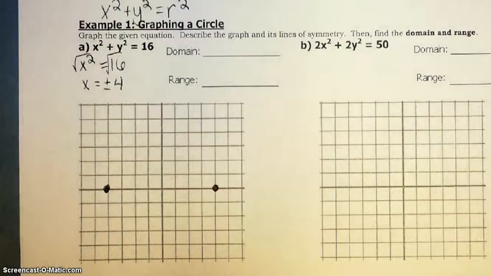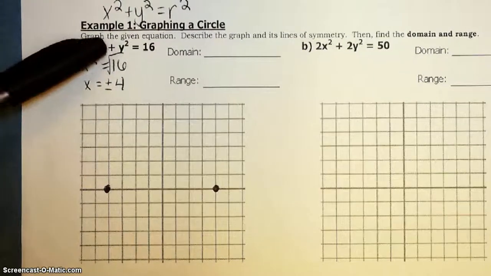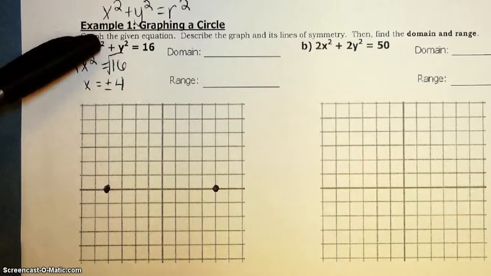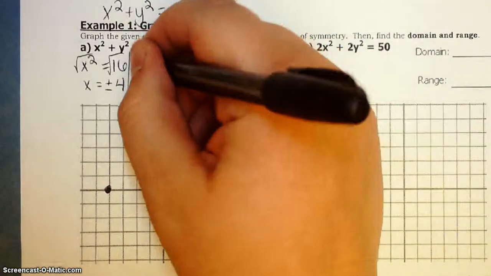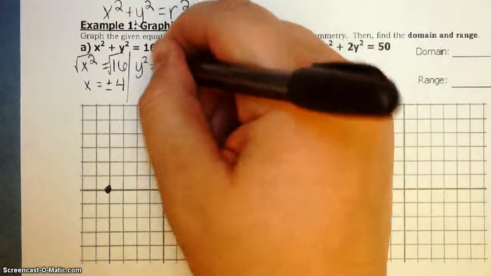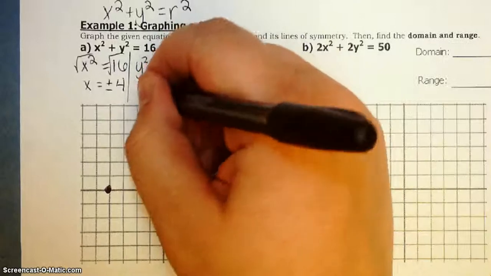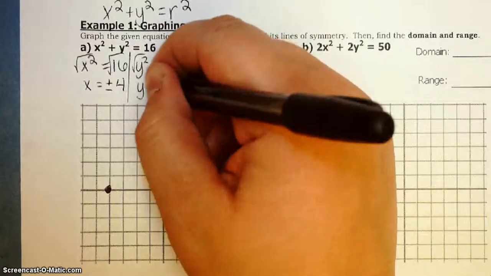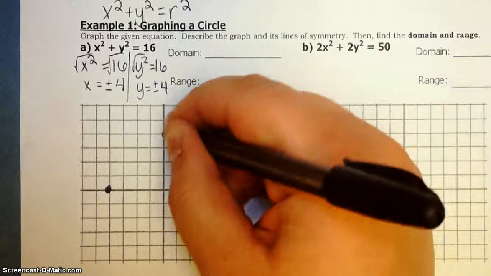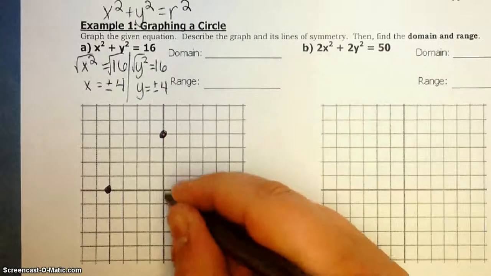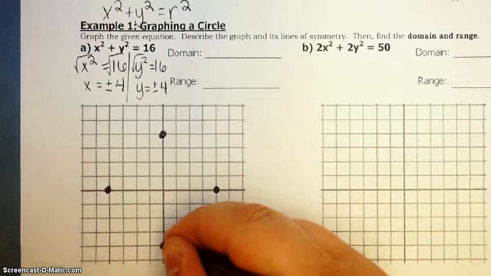And then we're going to do the same thing with the y. Same concept. If I want the y-intercept, we're going to cover up the x, which is like putting it equal to 0, because that's where it's going to cross your y-axis. So it's going to be exactly the same thing. We got y squared equals 16. So when you take your square root there, you get plus and minus 4 again. So I'm going to plot those points. I got (0, 4) and (0, -4).